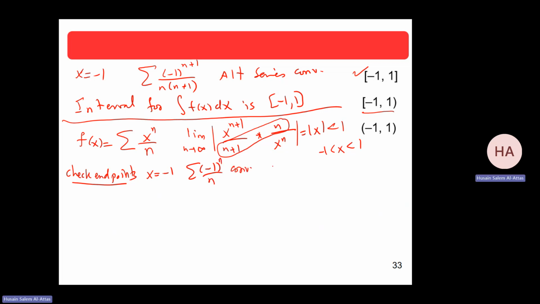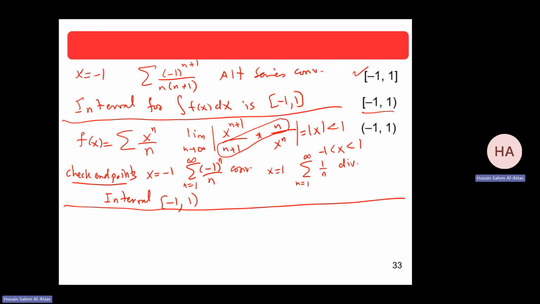Alternating harmonic converges at x equal 1. I have this series, which very clearly diverges, the harmonic series. So the interval will be what? -1 closed, and this end is open. Now we'll go to the third one.